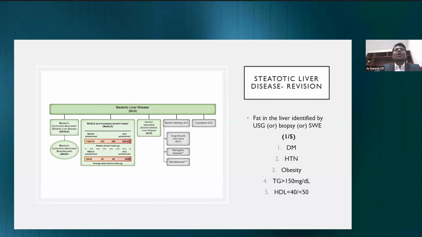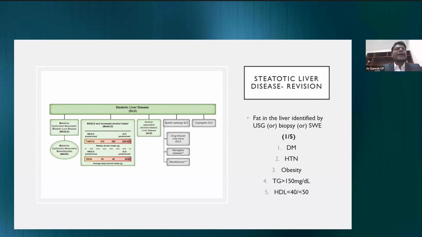What is MetALD? Along with the definition of MASLD, where a patient has fat in the liver and one among the 5 metabolic risk factors, if the patient consumes alcohol in the range of 20 to 50 grams per day for females and 30 to 60 grams of alcohol per day for males, they fit into the definition of MetALD. That means if the patient consumes alcohol at the rate of 20 to 50 grams per day for females and 30 to 60 grams per day for males, plus satisfies fat in the liver plus one among the metabolic dysfunctions, then the patient comes into the definition of MetALD. So this is a new term which was introduced.